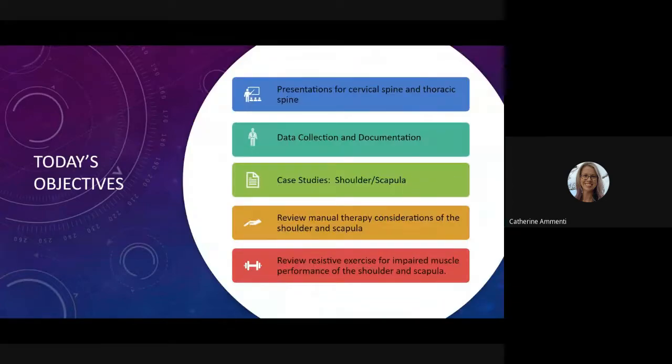The objectives for the lecture today are to go over data collection and documentation and discuss manual therapy for the shoulder and scapula and exercises for the shoulder and scapula. In the next class, there will be presentations for the cervical spine, and you will watch those presentations in preparation to write a SOAP note or a treatment note for that treatment.